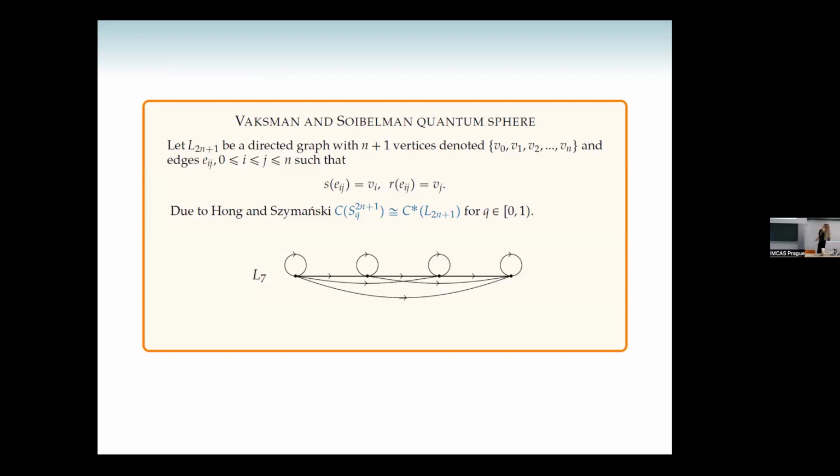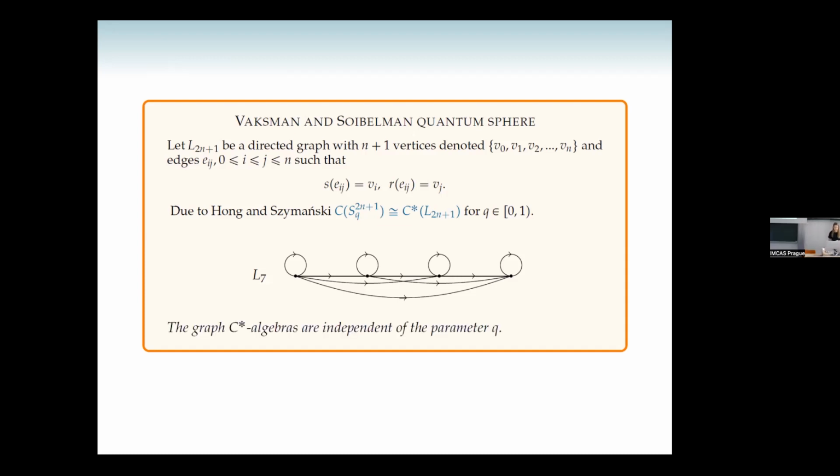And due to Hong and Szymanski, quantum spheres are described as a graph system algebra for this graph. And this is not here, that this is actually for Q between, also including 0, which might be a bit surprising here, but they are all isomorphic. So which also shows that all these quantum spheres are isomorphic. They have the same graph description.